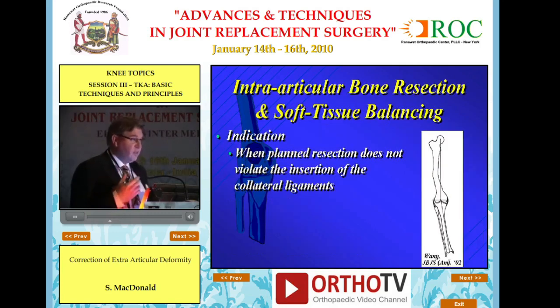So let's take you through the most common scenario, an interarticular bone resection and then soft tissue balancing. It isn't profoundly complicated. When you're planning for these cases and you're dealing with an extra-articular deformity, you plan the resection and then look to see where your resection comes out. So you've dropped that plumb line from the center of the head, center of the knee, 90 degree angle, and where's your cut going to be? And if your cut is not violating the insertion or the origin of the collateral ligament, then you're going to be able to perform that correction through your knee resection.